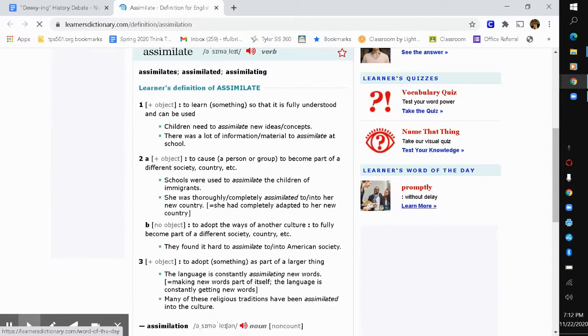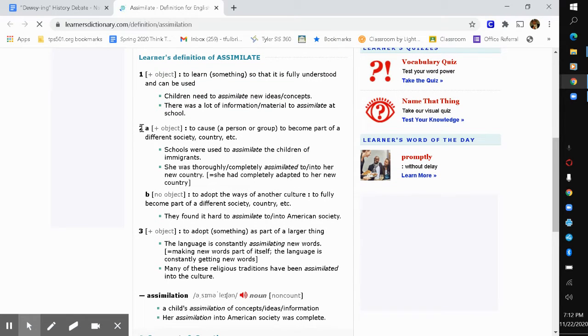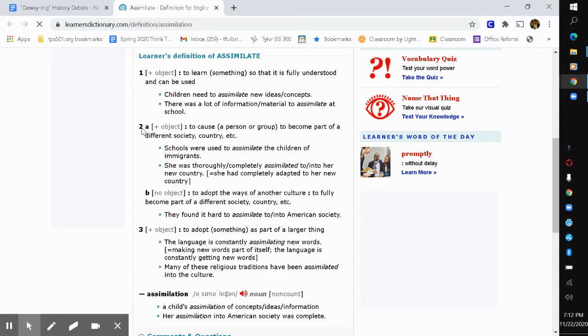I want you to focus on the second definition here. To assimilate is to cause a person or group to become a part of a different society, country, etc. Schools were used to assimilate the children of immigrants. She was thoroughly, completely assimilated to her new country.